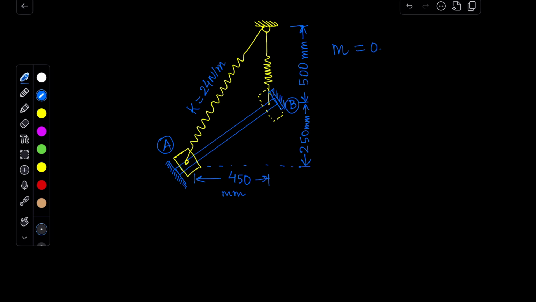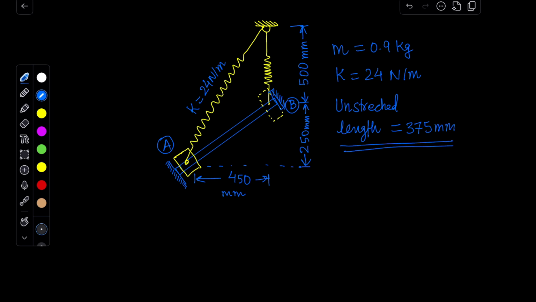Now we are going to solve this problem. I will write the mass of the collar is 0.9 kilogram. The stiffness of the spring is given, which is 24 Newton per meter. And the unstretched length of this spring is 375 millimeter. It means the actual or real length of the spring when it is in the rest condition.